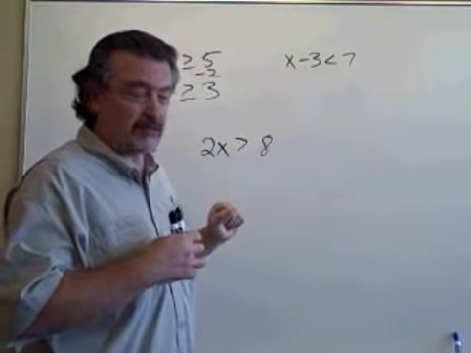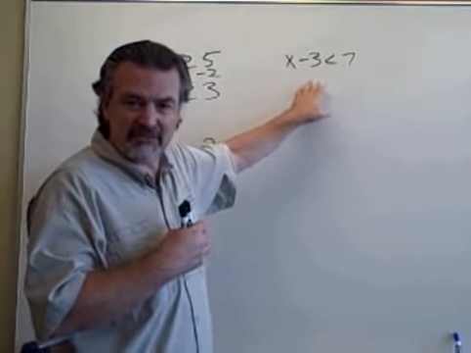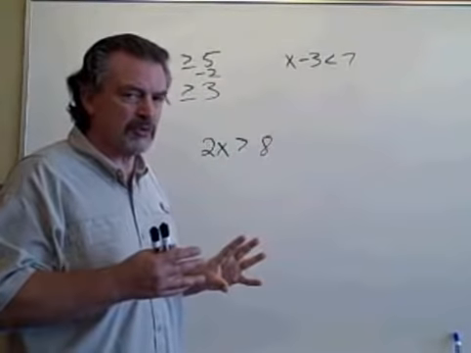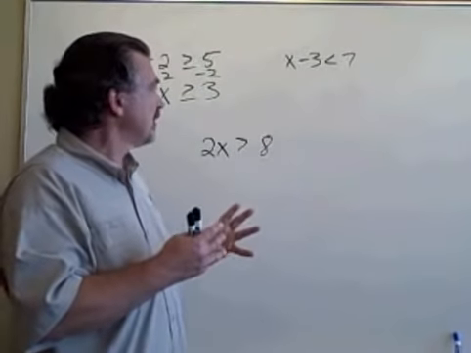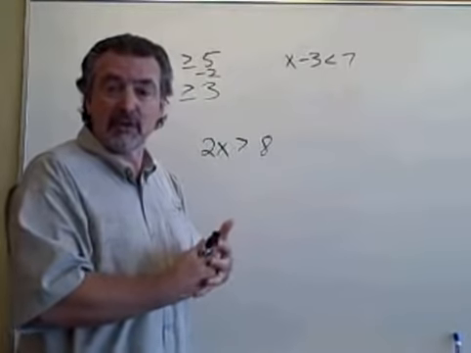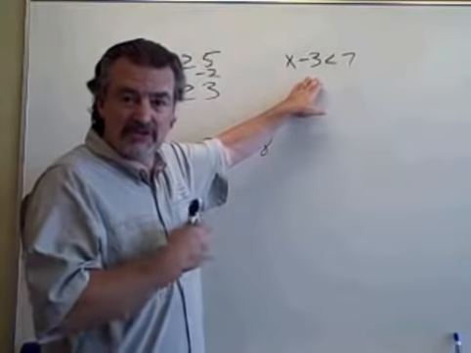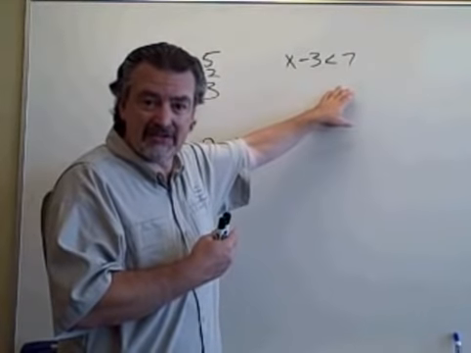Could we go to 7? Or excuse me, could we go to 10? 10 minus 3 would be 7. 7 is less than 7? No, that's not true. 7 is equal to 7. So I can go up to 9. I can't quite go to 10. But I could go to 9.5, couldn't I? 9.5 minus 3 is 6.5, and 6.5 is less than 7.